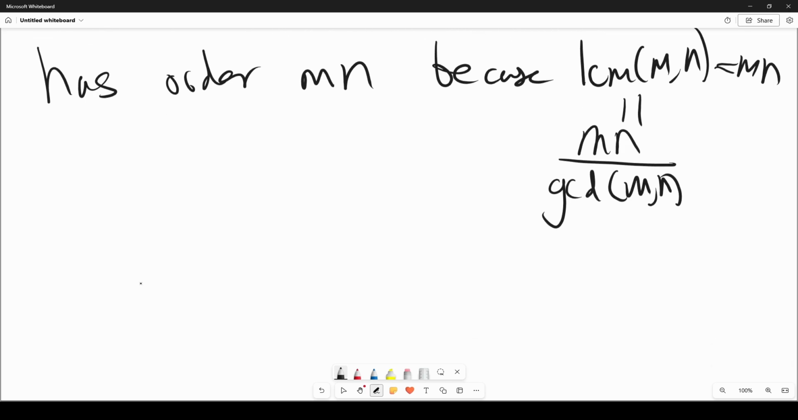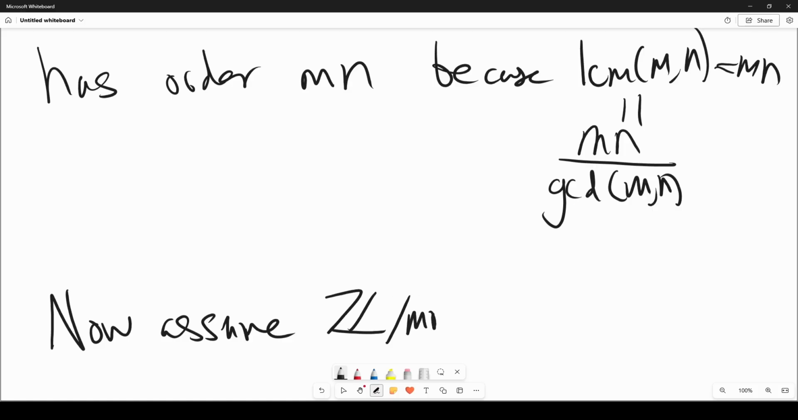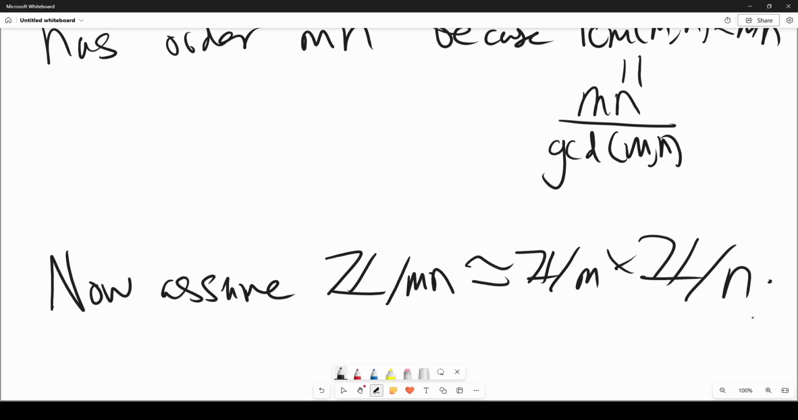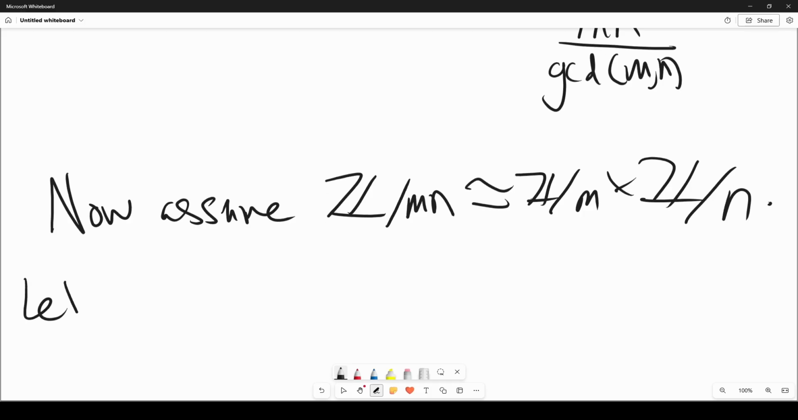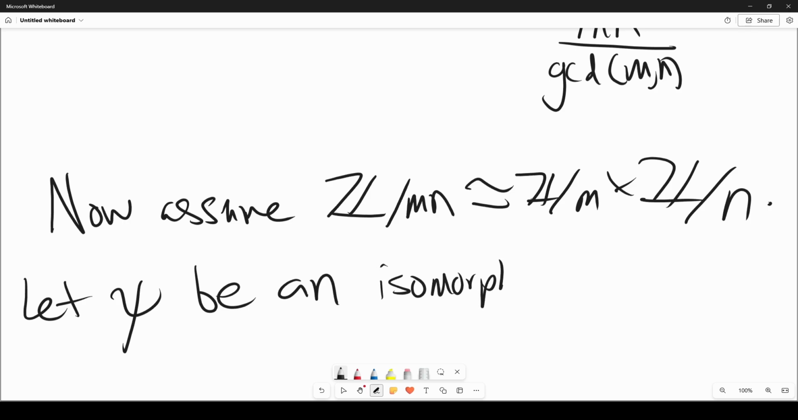Okay, the other direction, which is we're going to now assume that these two groups are isomorphic to each other, and then we're going to prove that the numbers are relatively prime. So assume that Z mod MN is isomorphic to Z mod M cross Z mod N. So let's let psi be an isomorphism between these two groups.